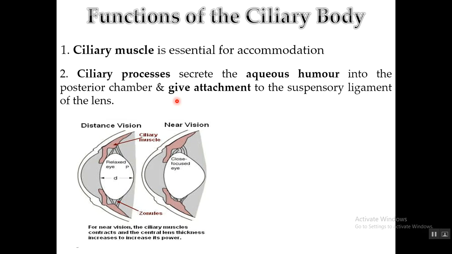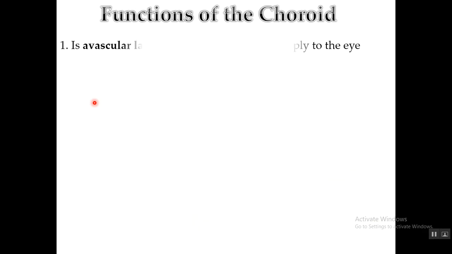Number 2, the ciliary process secretes aqueous humor in the posterior chamber and gives attachment for the suspensory ligament of the lens. Okay, this is the ciliary muscle or the ciliary body.